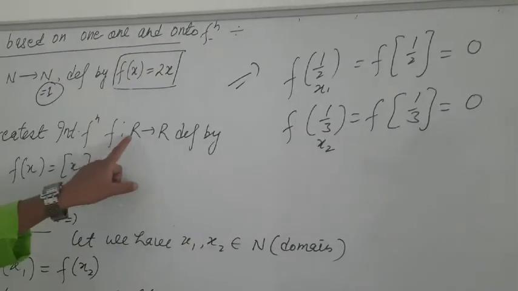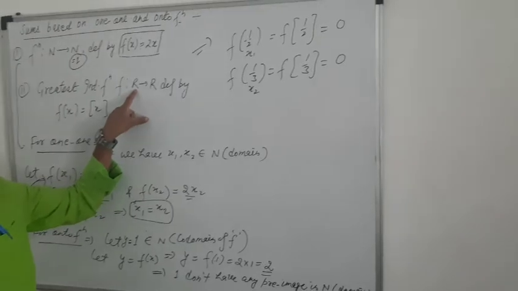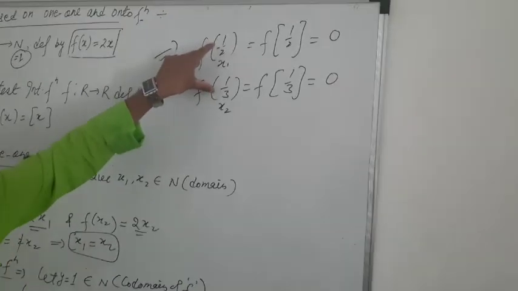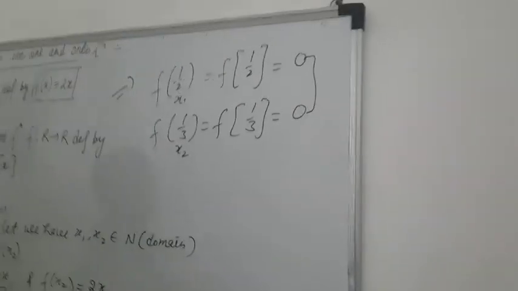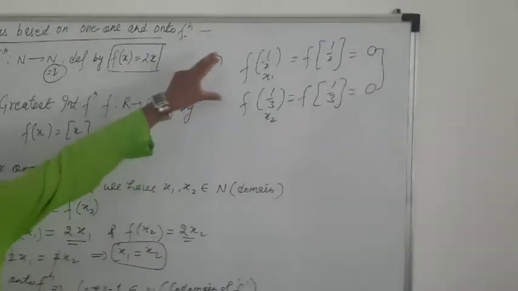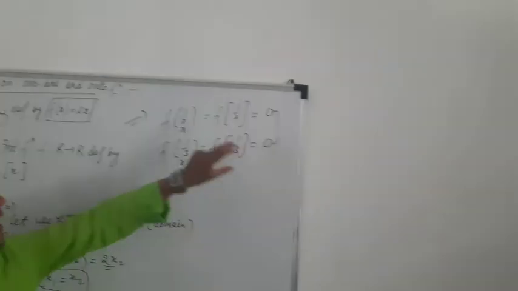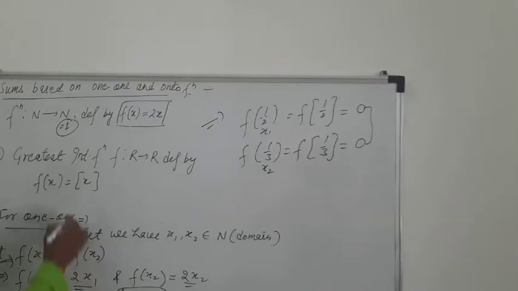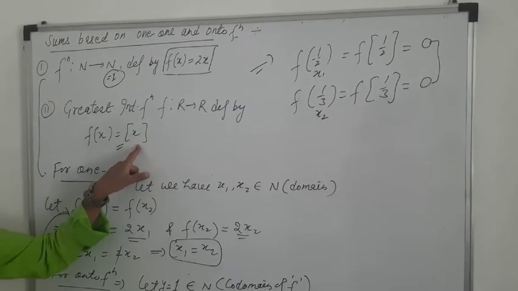These are elements of the domain, that is real numbers, because 1/2 and 1/3 are real numbers, and these two domain elements have the same image 0. According to the definition of a one-one function, two different elements should not have the same image, that's why this greatest integer function defined by this is not one-one.